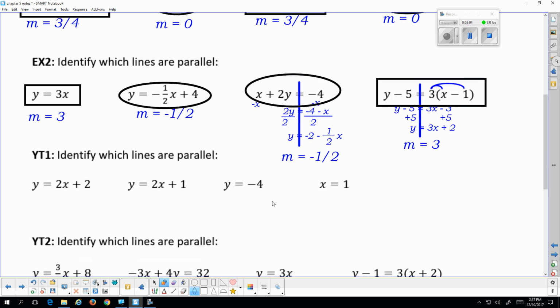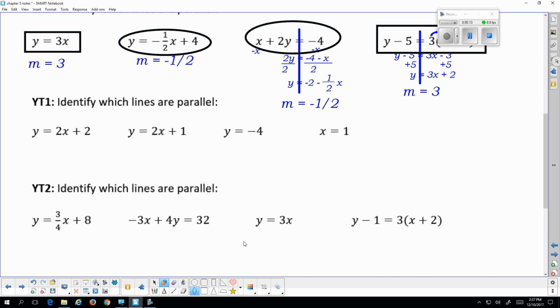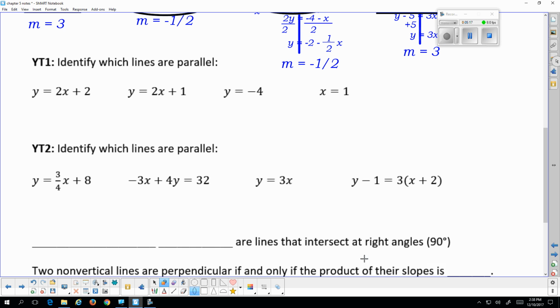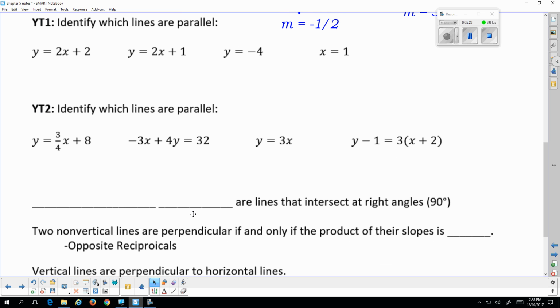So now you're going to do this, and you're going to identify which lines are parallel to each other, and then come check your answers. All right, now that your answers should be checked for the parallel lines up here, you should have come up to one of us and checked your answers. Now we're going to do perpendicular lines.